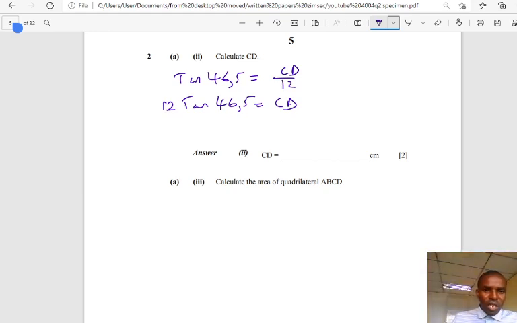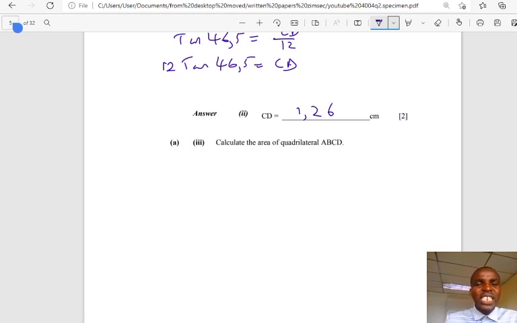Then it will be 12 tan 46.5, which is 1.26 centimeters to 3 significant figures. Take note of our instructions.